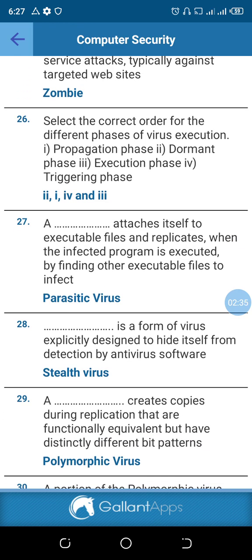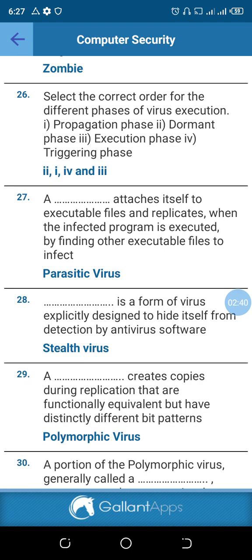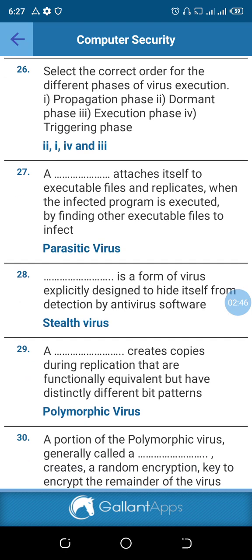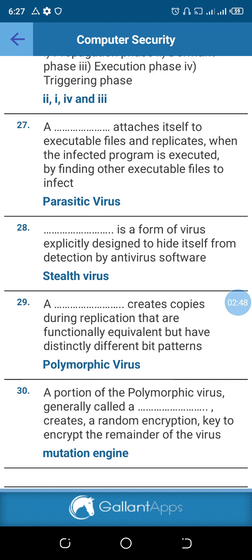Select the correct order for the different phases of execution. First comes the dormant phase, then the propagation phase, then the execution phase, and then the triggering phase. Okay.